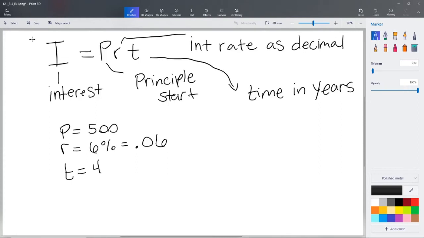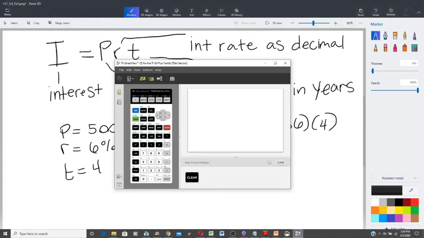So now let's put this into the equation. We're looking for I, as in I equals. Our P is 500, so that's 500. Our interest rate is 0.06. And our time is 4. So it's just a matter of putting these together in our calculator. So let's bring up our trusty calculator here.